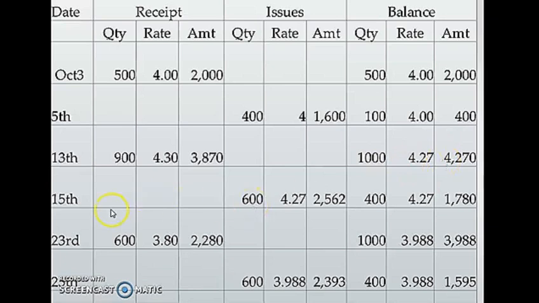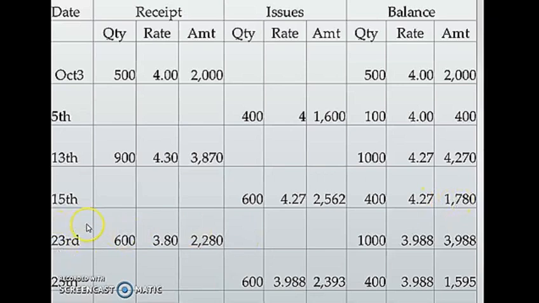Now on 15th October there is an issue of 600 units. We issue the 600 units at the rate of rupees 4.27. By multiplying these two we get 2562. By deducting this 600 units from the 1000 units, we write 400 units, the rate is 4.27, and by multiplying these two we write 1708.